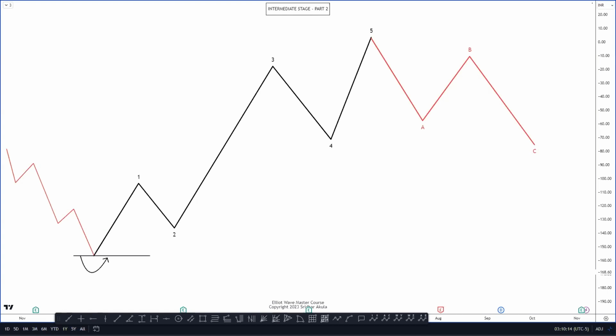Okay, so let's begin with your wave 1. Your wave 1 usually tries to break the previous trend. The previous trend is going on, and a swing high and swing low are made. Your wave 1 usually tries to reach the previous swing high. In this case, we're talking about a bullish trend. You can reverse it for a bearish trend, no problem. All the rules apply for the bearish trend as well. For this example, we're taking a bullish trend.